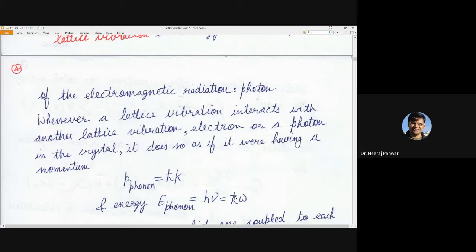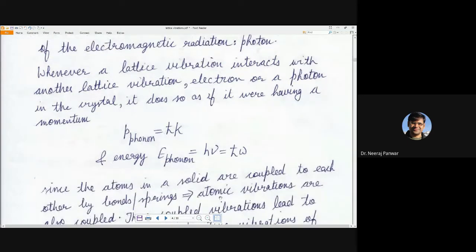So a phonon or lattice vibration may interact with another lattice vibration. It may interact with another electron, or it may interact with a photon. It does so if it were endowed with a momentum and energy. So the phonon momentum is given as h cross k and its energy is given as h cross omega.